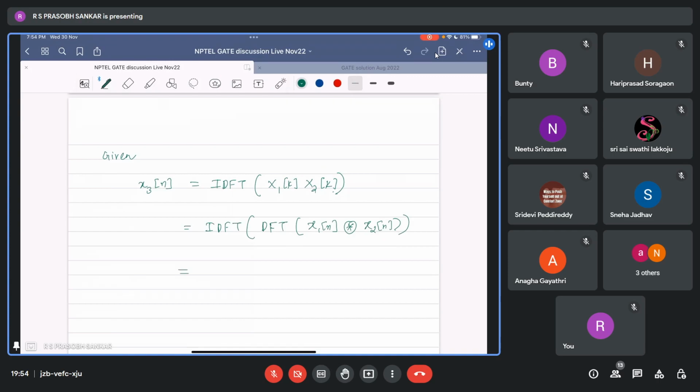Or in other words, whenever we have inverse DFT and DFT together, the operations will cancel each other out. Here we take a DFT, then we take the inverse DFT, so we come back to the time domain. So what do we have? x3 of n is x1 of n circular convolution x2 of n.